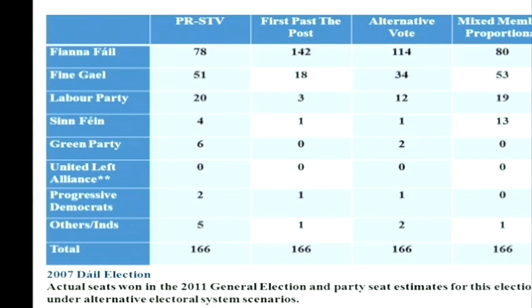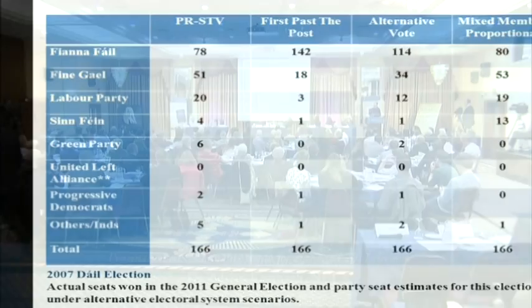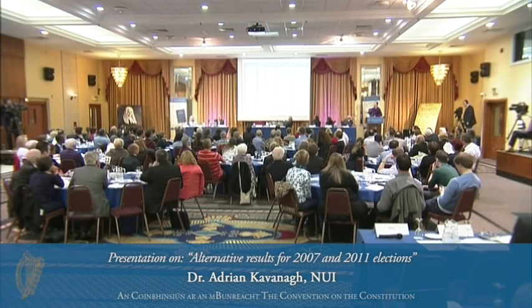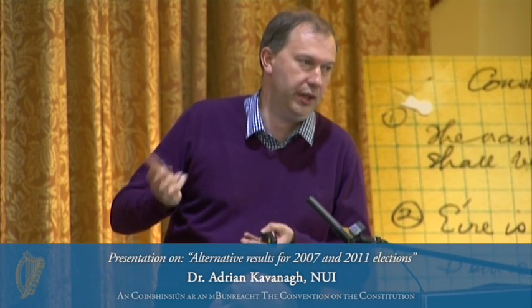These are the results that came from this. You see the different columns there. The first column is the actual results under PR-STV. The next column is the results under first-past-the-post. The big striking factor there is the huge number of seats that would have been allocated to Fianna Fáil. This is 2007. The model predicts they would have won 142 seats. So effectively, 85% of the seats would have gone to Fianna Fáil, 18 to Fine Gael, and the other 6 being divided out between the smaller parties.